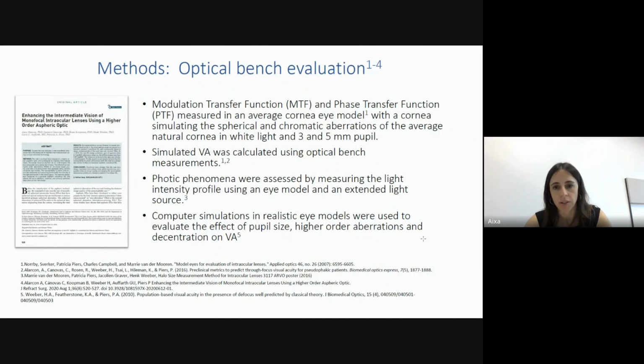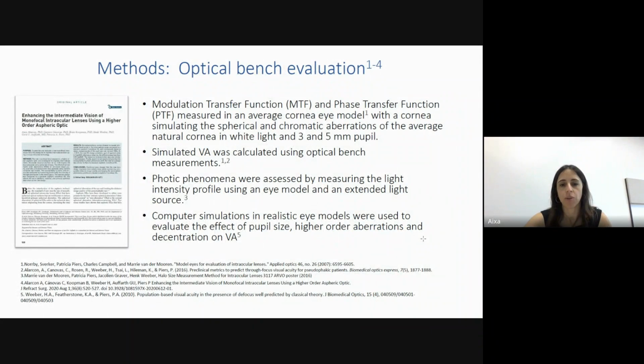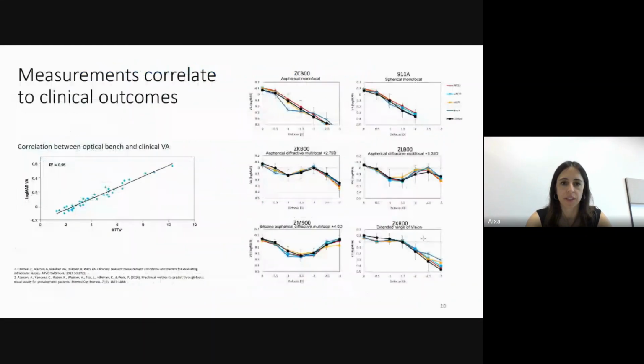For this, we developed the metrics to predict the simulated visual acuity, and there's a publication about that. We also look at photic phenomena. We also did computer simulation and realistic eye models. So we used different ways to evaluate the design, and I think that's why this example is so good for you to understand how we usually evaluate a design from the preclinical point of view.